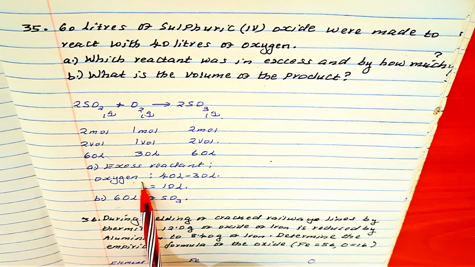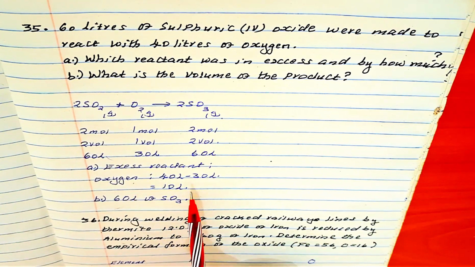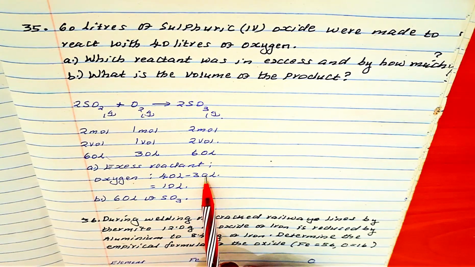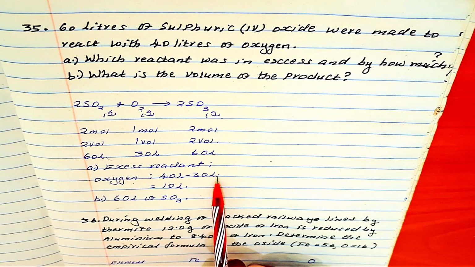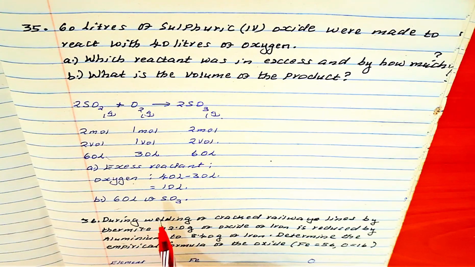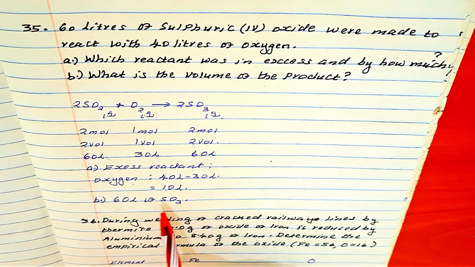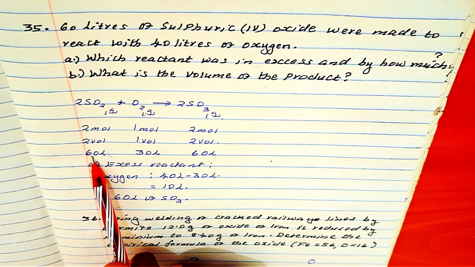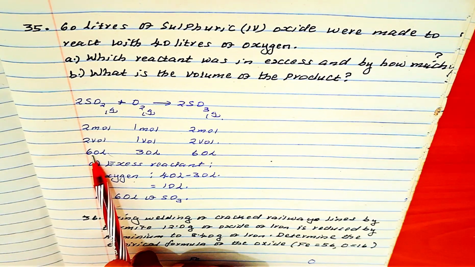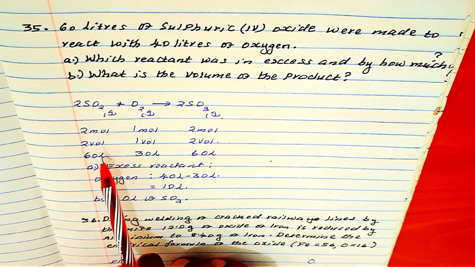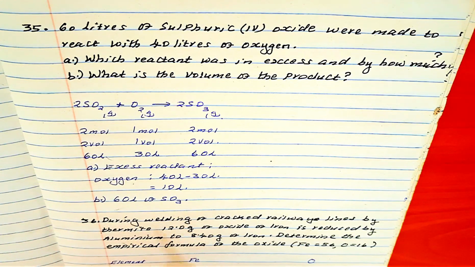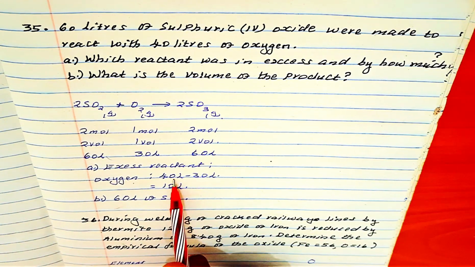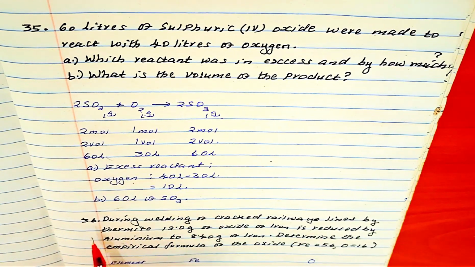Oxygen is in excess. How do you know that it is in excess? Because it was 40 liters but only 30 liters reacted. So the limiting reactant of this reaction is not oxygen but sulfur 4 oxide. If we had started with 40 here, we would have required times 2, which is 80 of sulfur 4 oxide, and we don't have 80. Instead, we have 60. So oxygen is in excess by 10 liters, 40 minus 30, which is equal to 10 liters.